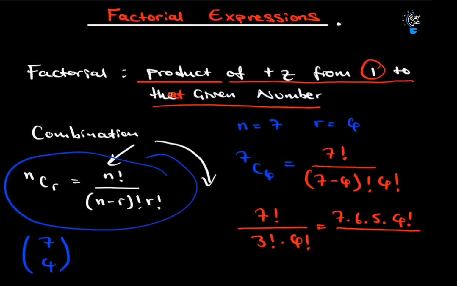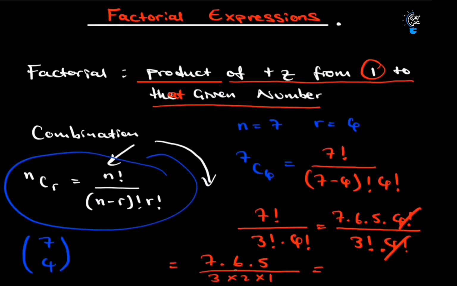Then on the bottom part, let's write it as it is. The reason why I wrote it as 4 factorial, I want to cancel this part and that part, so that I remain with 7 times 6 times 5 divided by 3 factorial, which can be written as 3 times 2 times 1.